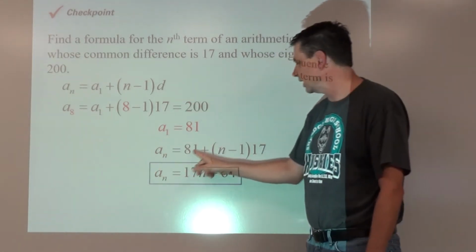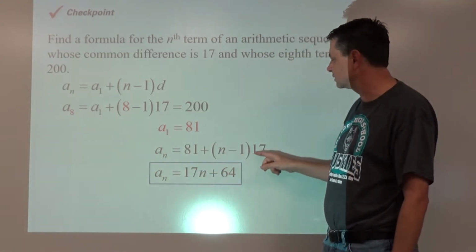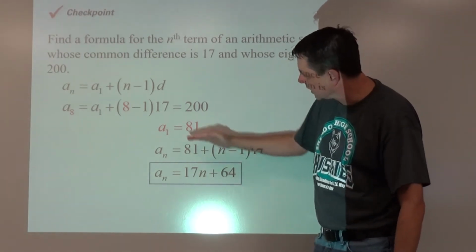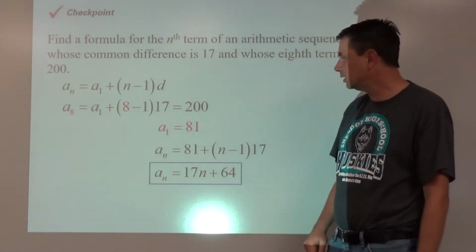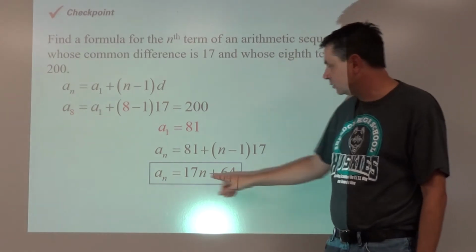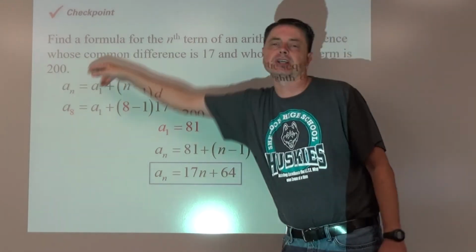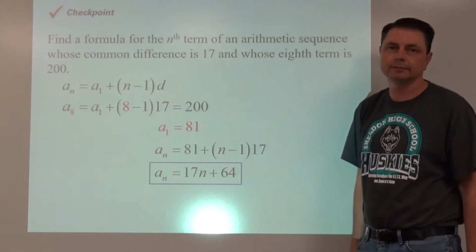Back into the original, 81 plus n minus 1 times 17. Distribute, combine like terms. Here we go. And might as well, we can check it. You can plug in an 8. Make sure you get the 200. We're good.